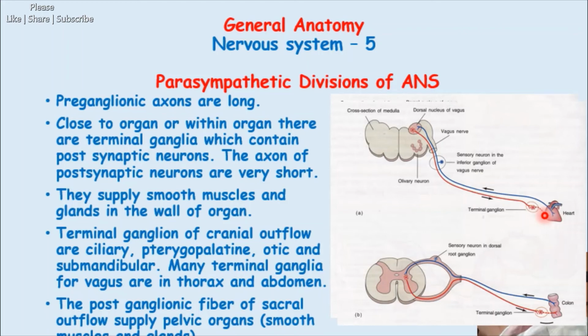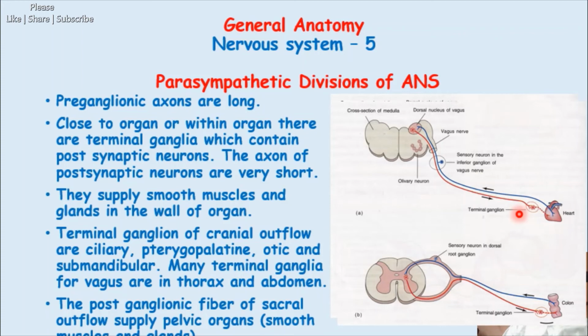Close to the organ, as I said, there is a terminal ganglion which contains the postsynaptic neuron. In the last lecture, I told you the general aspects of the autonomic nervous system, and I said that the motor pathway of the autonomic nervous system, whether sympathetic or parasympathetic, contains two sets of neurons, preganglionic and postganglionic. Now the axons of these postsynaptic neurons are very short, but the axons of the preganglionic neurons are very long.